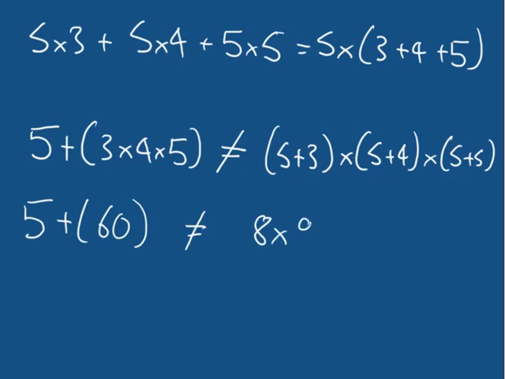5 plus 4 is 9, times 5 plus 5 is 10. So 5 plus 60 is 65, and that's not equal to 8 times 9 is 72, times 10 is 720. Quite clearly, these are not equal.